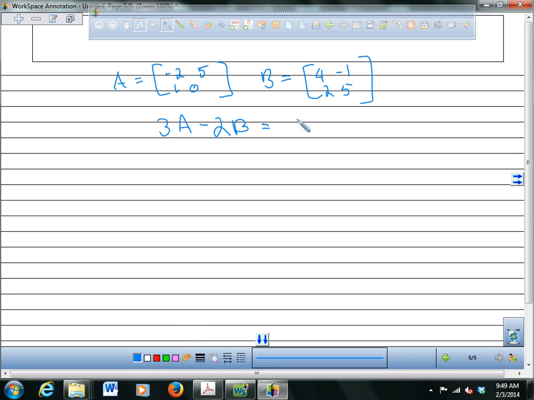So all you have to do is take that first matrix and multiply it by 3, that's 6, 15, and 3, and 0, minus, or you can add the negative, doesn't matter which way. The clocks are all messed up today, so 8, negative 2, that's 4, and 10. And then you could just subtract them. 6 minus 8 gives you negative 2, 15 minus 2 makes 13, 3 minus 4 makes negative 1, and 0 minus 10 makes negative 10.